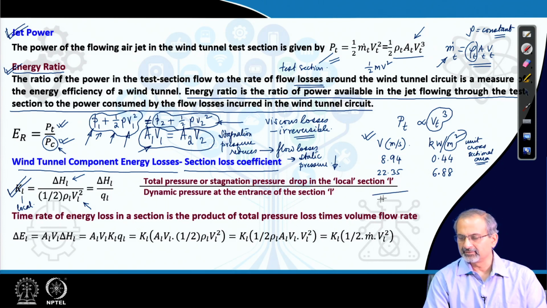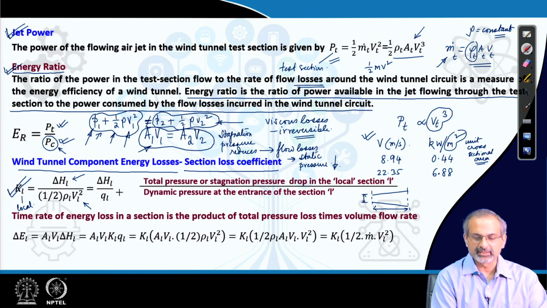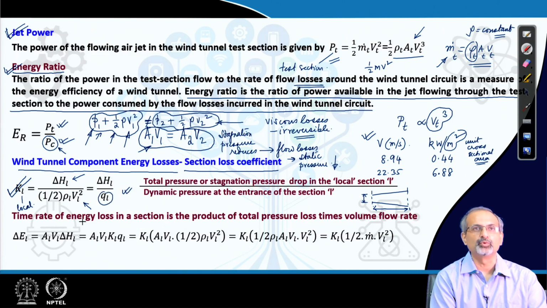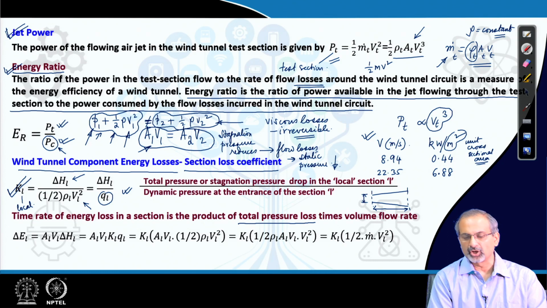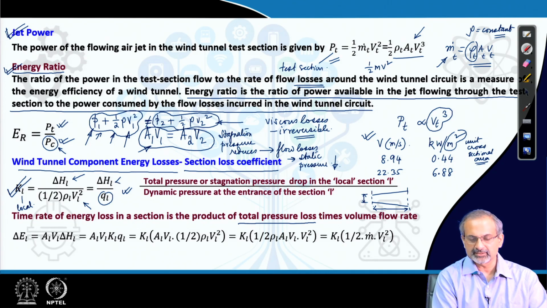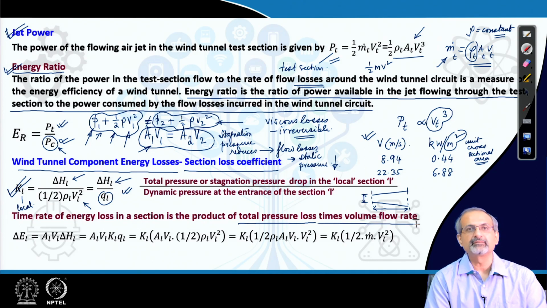Let us say if this was the first diffuser, then you are quantifying what is the loss in stagnation pressure across the diffuser, and you are also quantifying the dynamic pressure at its inlet, and you are essentially taking a ratio. You are indicating the dynamic pressure by QL. What is the time rate of energy loss in this section? It is the product of total pressure loss, which is this, times the volumetric flow rate. That gives you the time rate of energy loss.